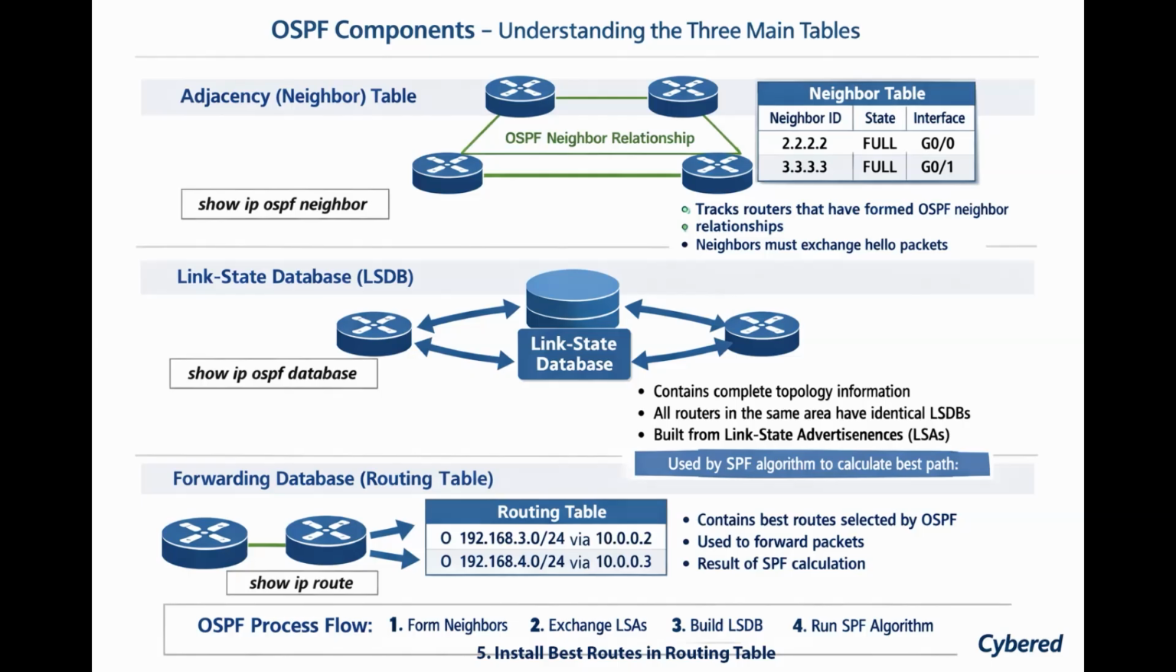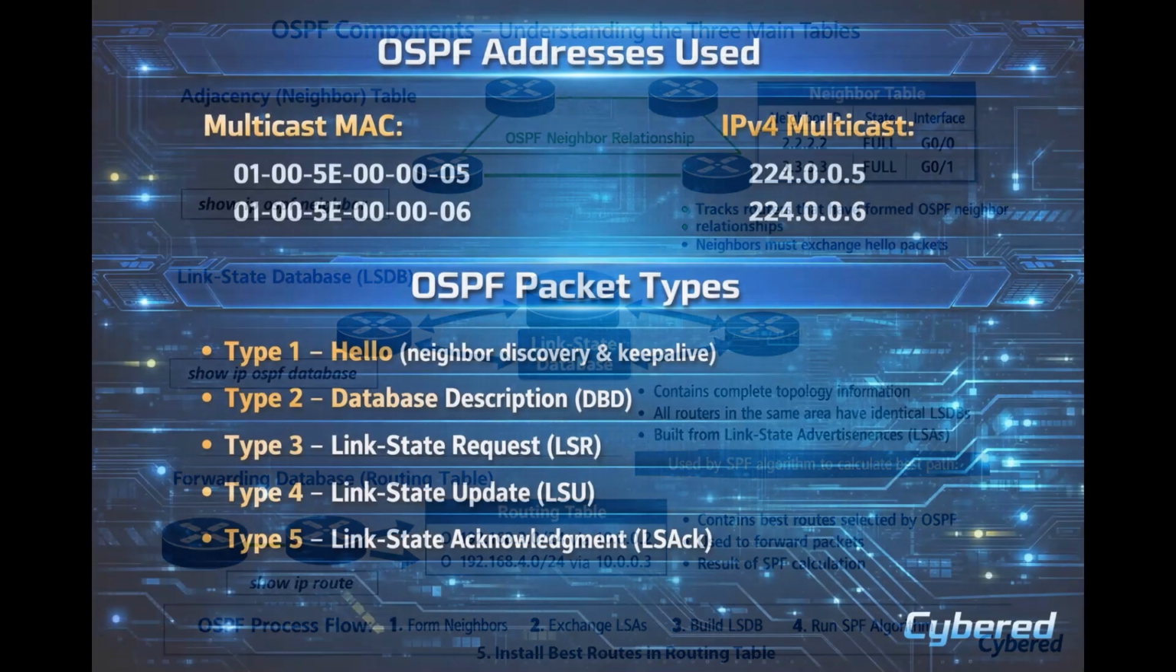OSPF follows this sequence to reach convergence. Routers send hello packets to discover neighbors. Neighbors exchange link state advertisements. All routers build an identical LSDB. OSPF runs the shortest path first algorithm, and best routes are installed into the routing table. If a route with a lower administrative distance already exists, the OSPF route will not be installed.